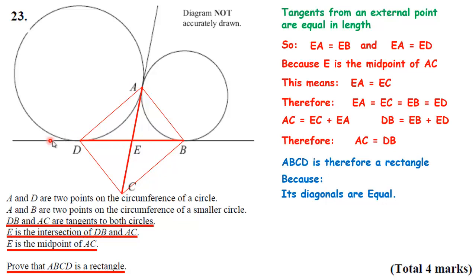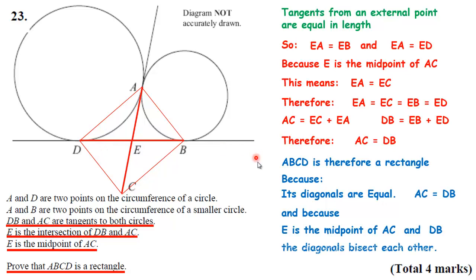If the diagonals are equal and they bisect each other, how do I know that? Well, E is the midpoint of AC, and E is also the midpoint of DB. The diagonals bisect each other, and that's the condition for a rectangle. In a rectangle, the diagonals are equal, and the diagonals bisect each other, they cut each other in half. That means that it is a rectangle.